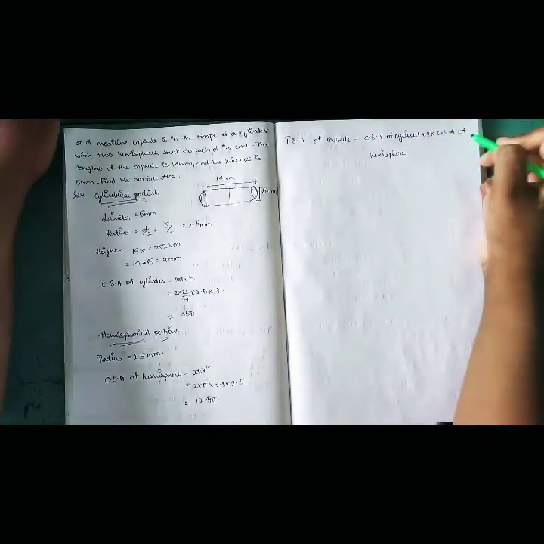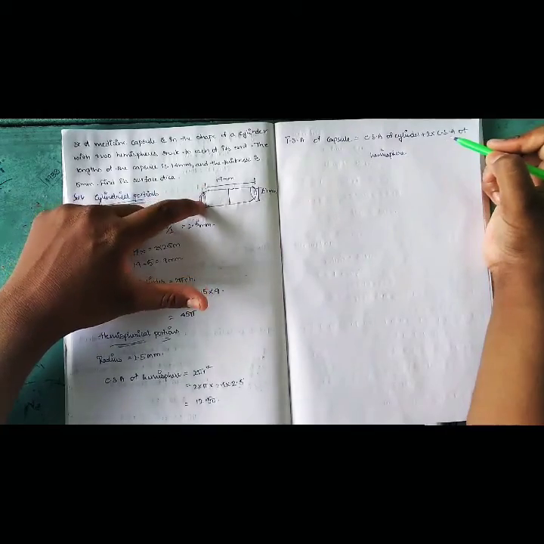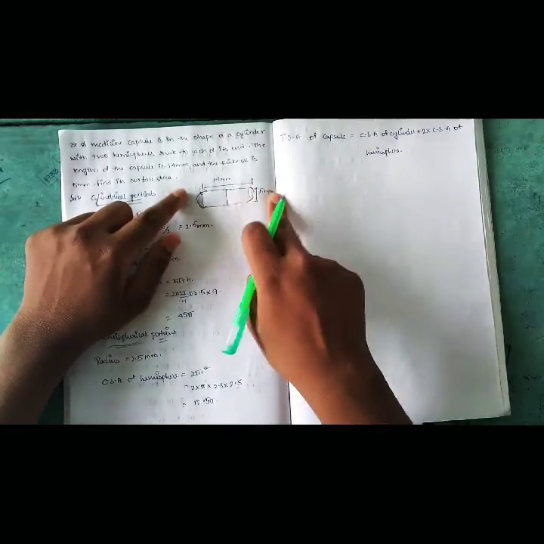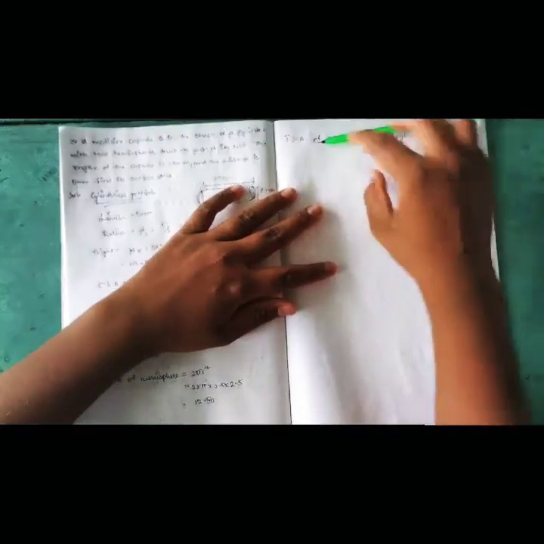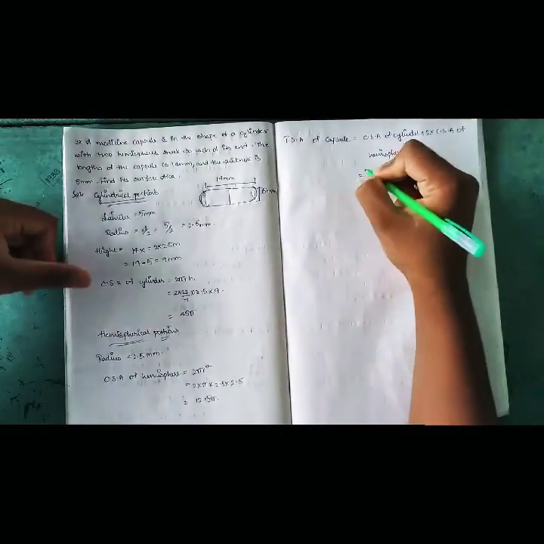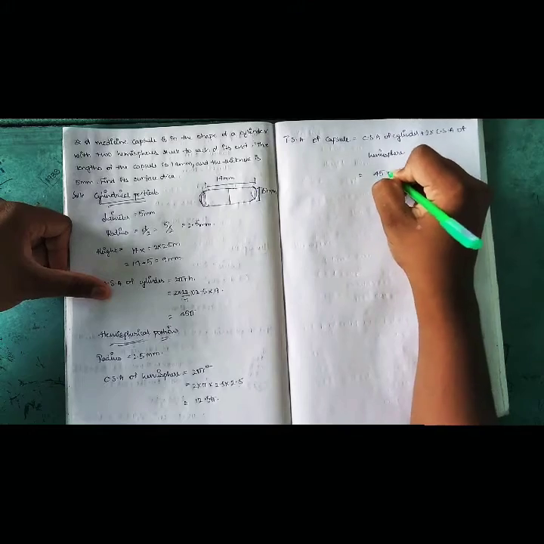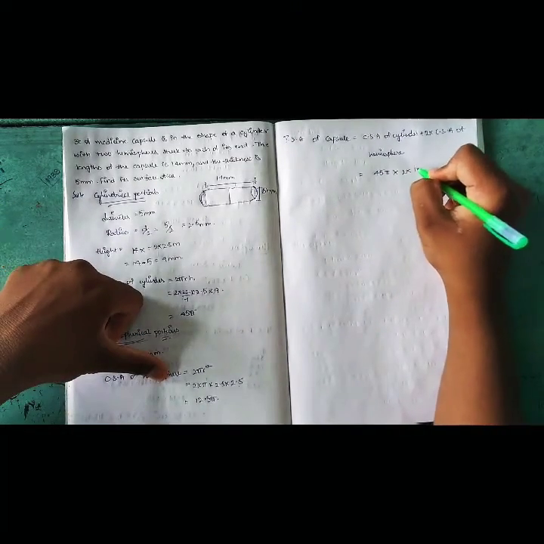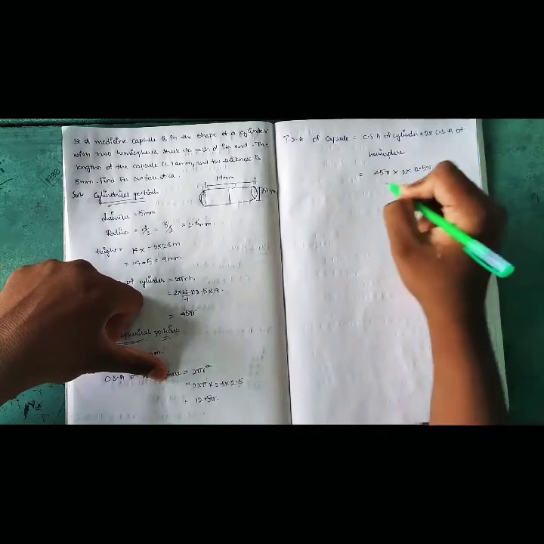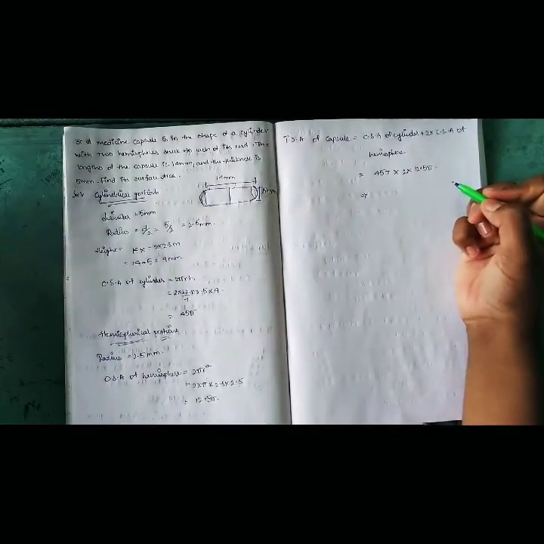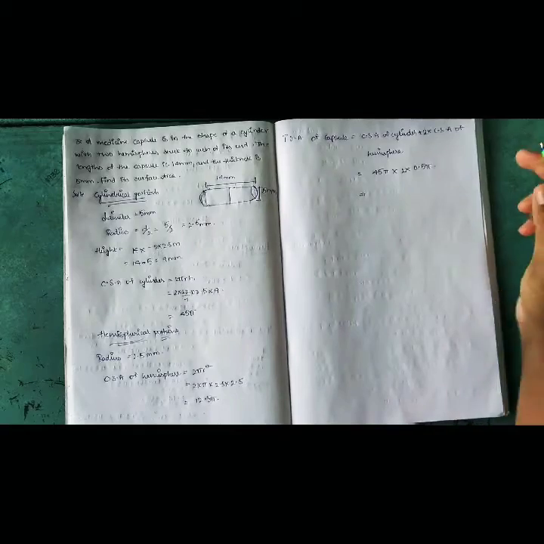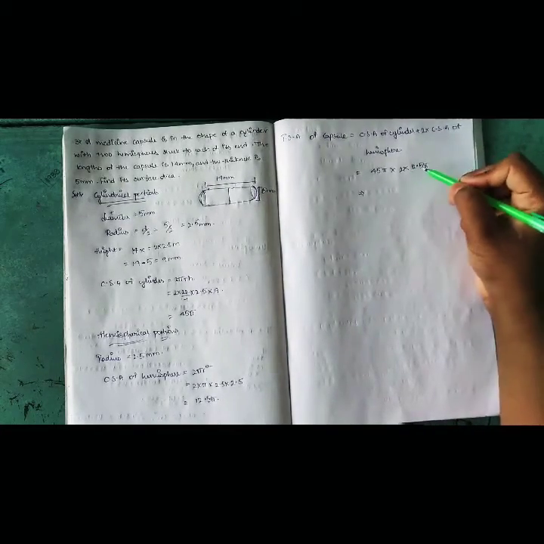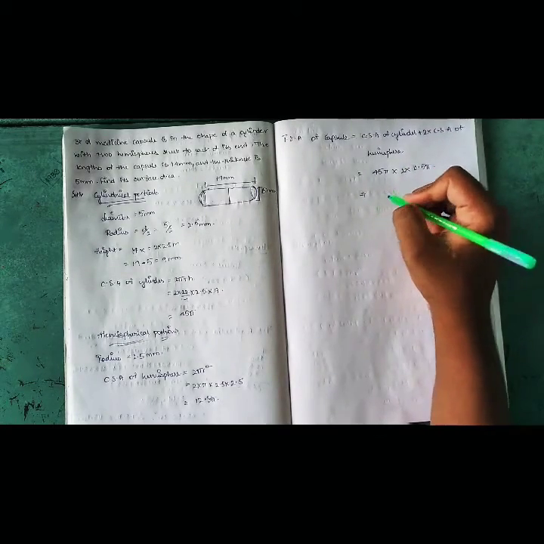We have taken 2 into CSA of hemisphere because we have two hemispherical portions, one on each side. So now the CSA of the cylinder is 45 pi, and 2 into the CSA of hemisphere, which is 12.5 pi, gives 2 into 12.5, which is 25 pi.